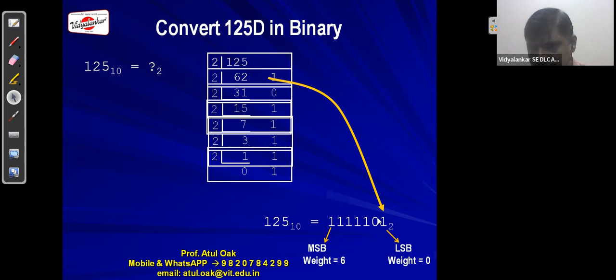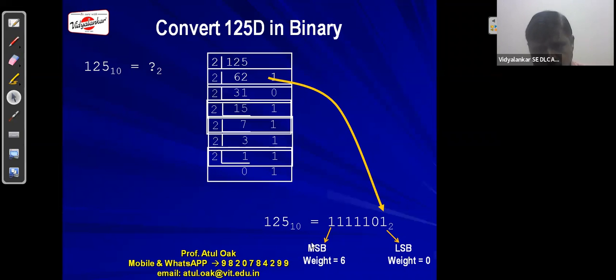In this binary, the first bit with highest position, okay, this is the highest position and this is the lowest position. The bit at highest position is called MSB. It stands for most significant bit.